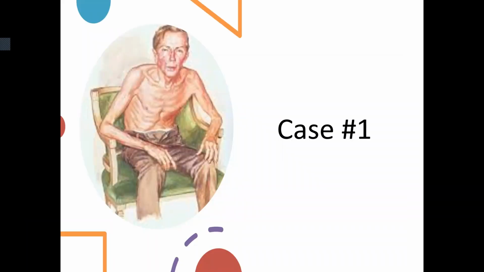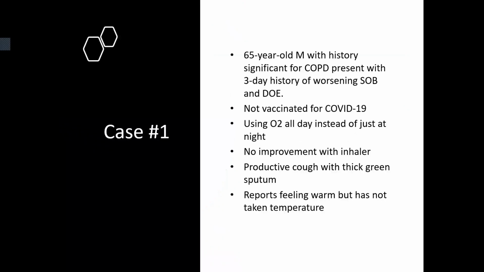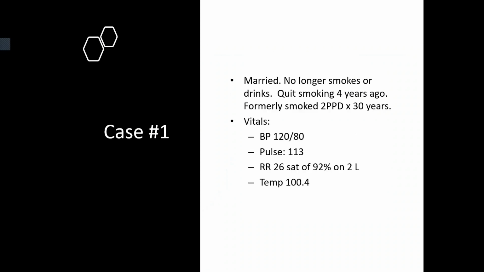So let's start with this guy. He's a 75-year-old guy who presents to your clinic with a history of COPD. He's got a 3-day history of worsening shortness of breath, dyspnea on exertion. He hasn't been vaccinated for COVID. He has oxygen, which he usually uses at night. He's using it all day. He's had no improvement with his inhaler. He describes a cough with thick green sputum. He feels warm, but he hasn't taken his temperature. He's a former smoker, with a 60-pack year history.